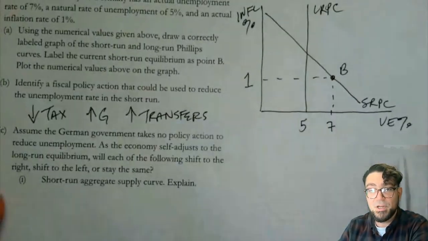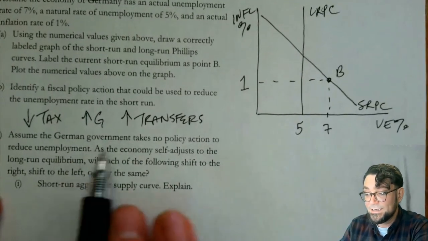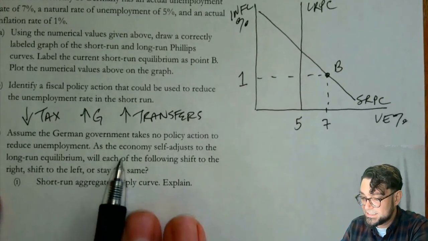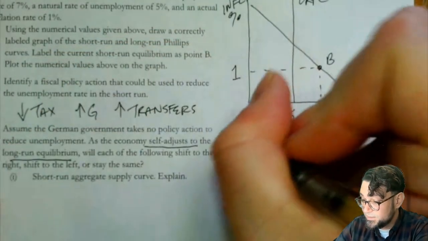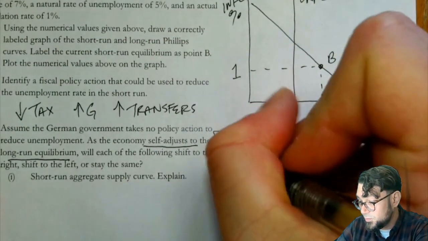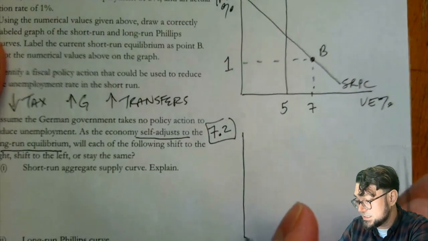All of those would increase aggregate demand and move us back up to that dot in the middle. Assume the German government doesn't do anything. They do nothing as the economy self-adjusts to the long-run equilibrium. So this is a concept from 7.2. I believe it's in 7.2. What will happen as this economy self-adjusts?